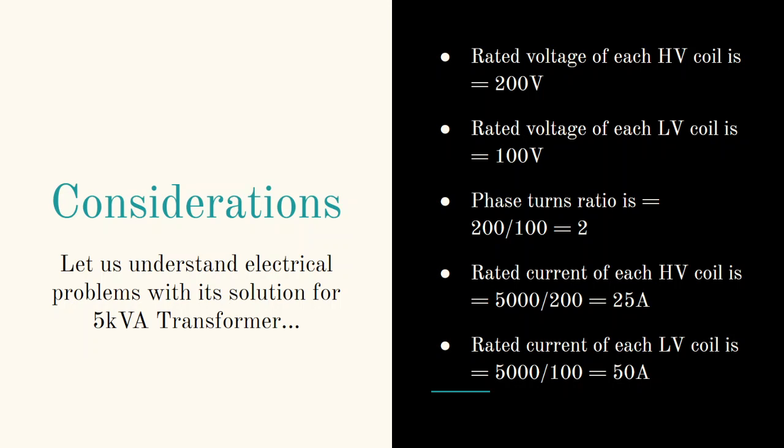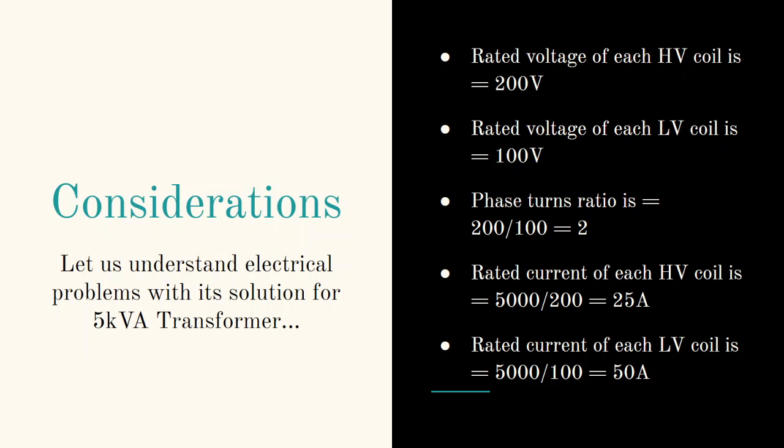Now let's look at what makes it up. It has a HV coil, a high voltage side, which is about 200 volts, and a low voltage coil side of 100 volts. And the turns ratio is 2, which means it can step up or step down by a factor of two. So it's 200 by 100, so it's 2. The rated current of the HV coil is 5 kVA by 200, which is 25 amps. The rated current of the LV coil is 5000 by 100, which is 50 amps.